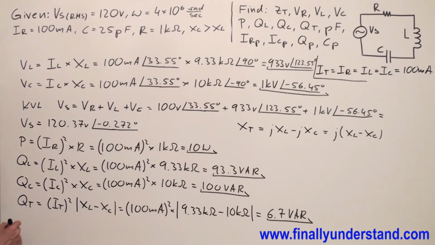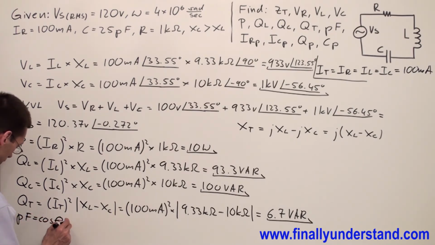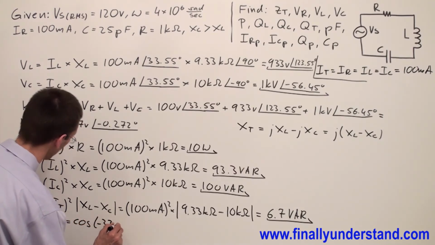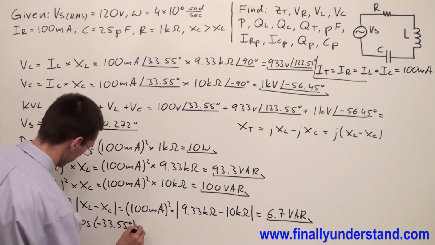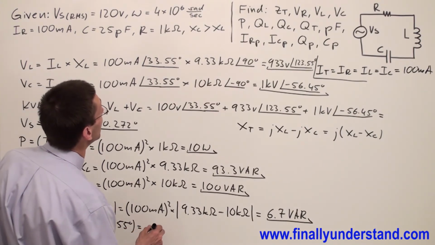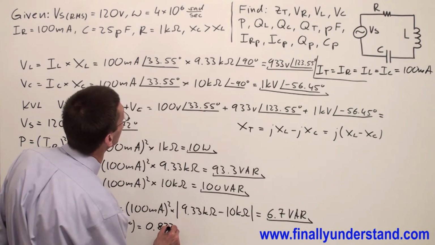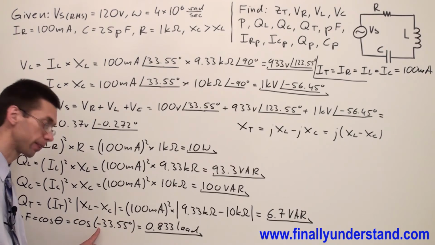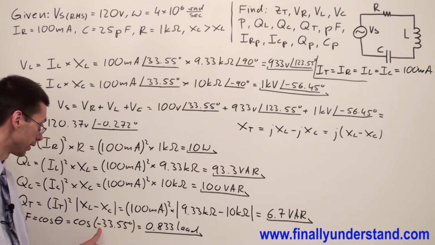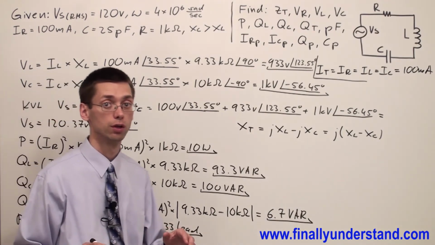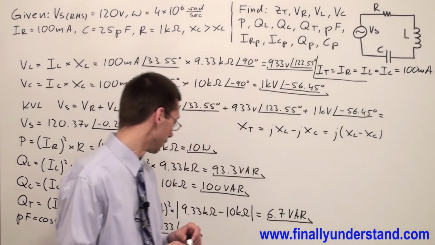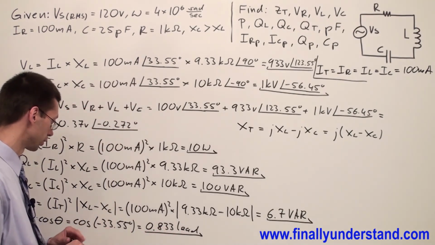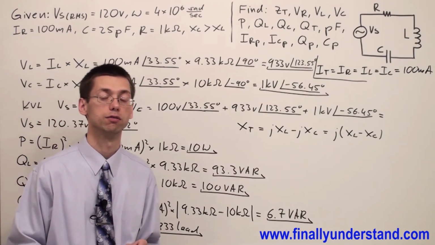Next, I'm supposed to find the power factor. Power factor is equal to the cosine of angle theta. So this is equal to the cosine of angle negative 33.55 degrees. Okay, this is equal to 0.833 lead. We're supposed to add the word lead because I have a negative sign next to my angle, which is next to Z total, and because the capacitor has greater impedance than the inductor, the current in this circuit is going to lead the voltage source by angle 33.55 degrees. That's why I'm supposed to write the word lead next to the value of the power factor.